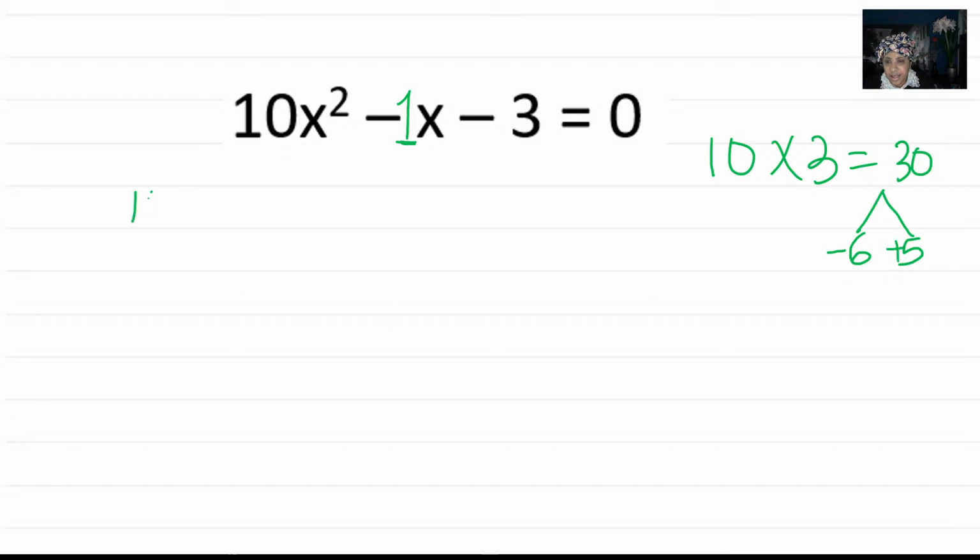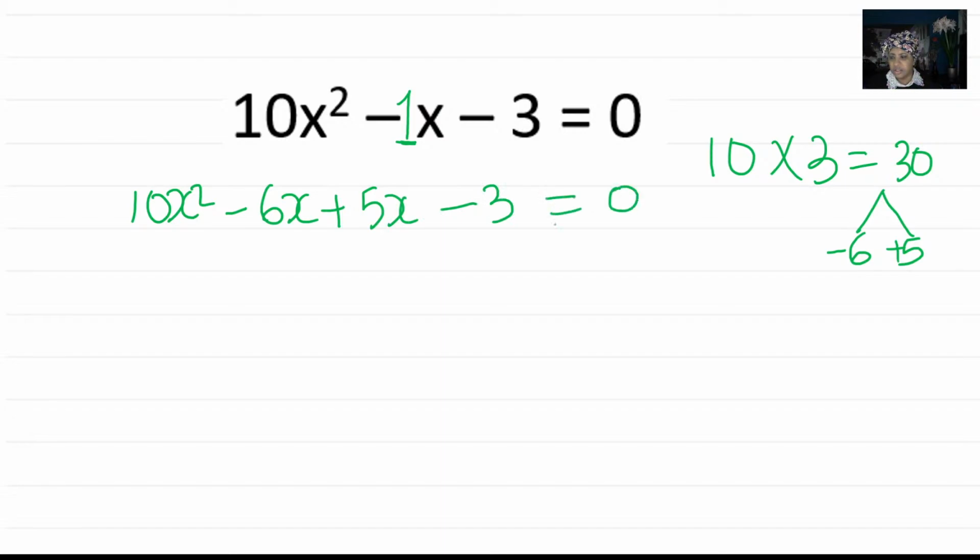Okay, so 10x squared minus 6x plus 5x minus 3 equal to 0. Now don't panic. If you write plus 5x first, you will get the same answer. And sometimes there are different ways of writing this, so you may find that you get different ways of getting the answers.